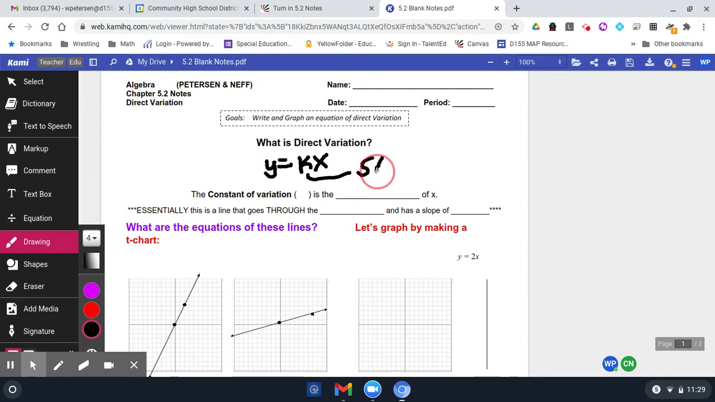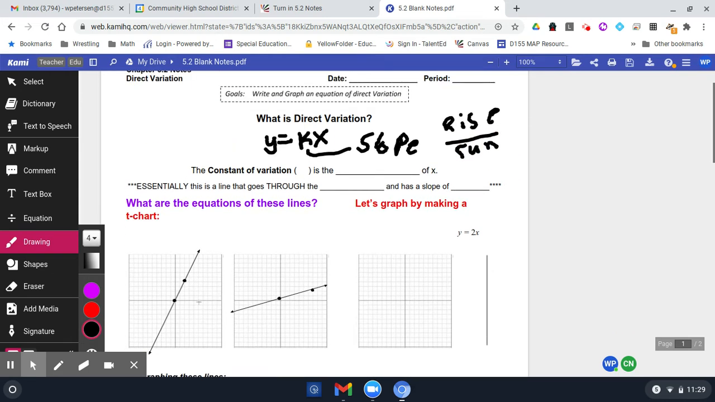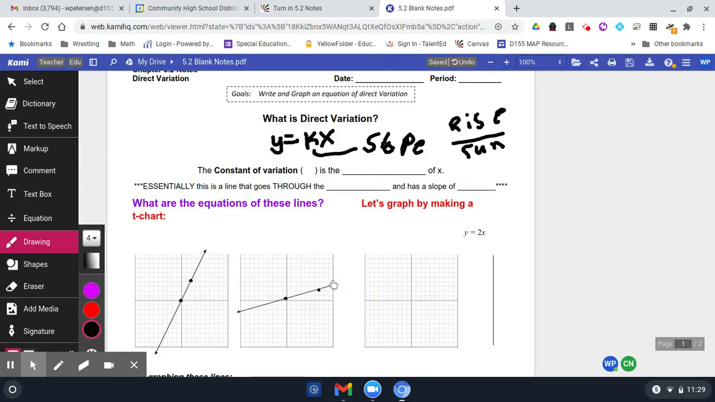All right, so I'm not going to make these as detailed as we did in class because you should have seen this in class, but K is our slope. So that's our rise over our run, and that's how we find a line, and that's how we graph a line. Okay. But with direct variation, all lines will go through our origin, which is 0, 0. Okay, right here.